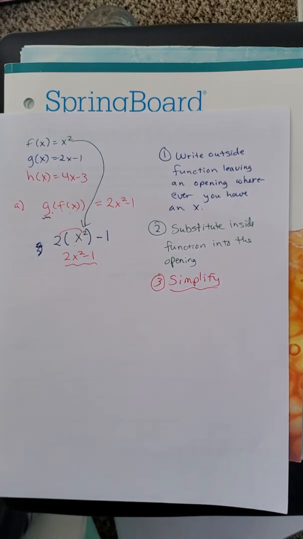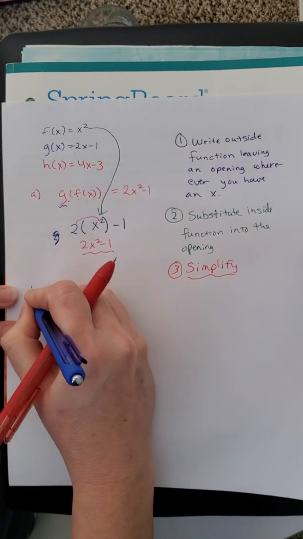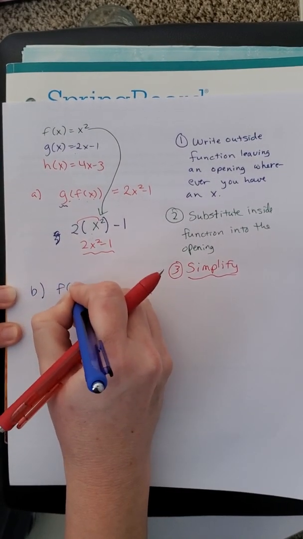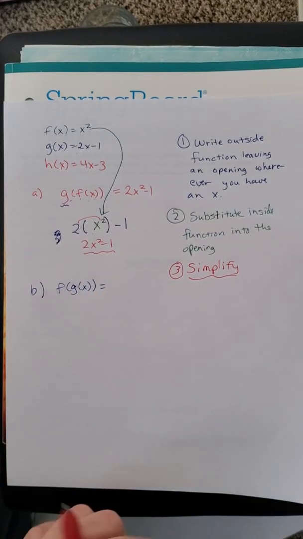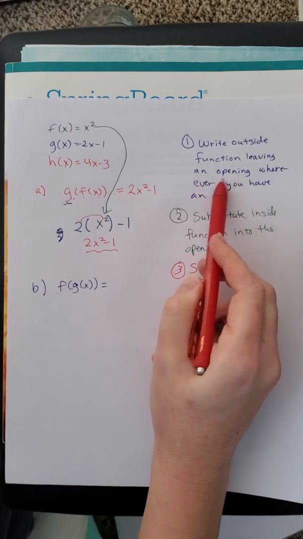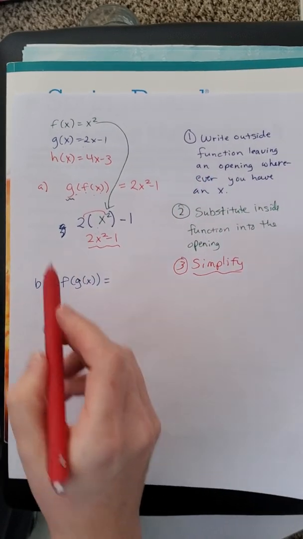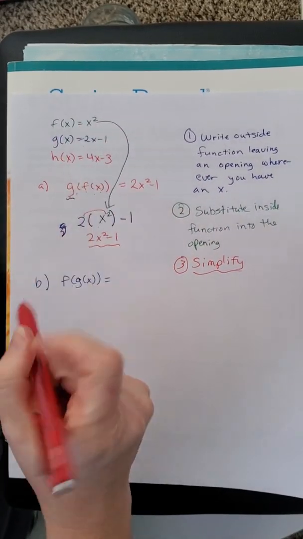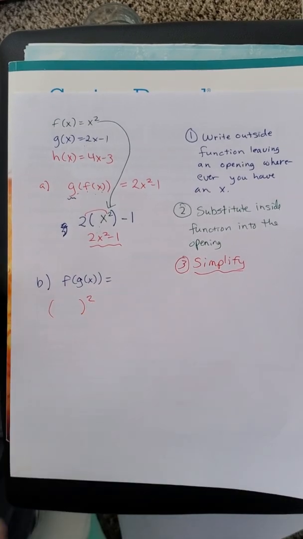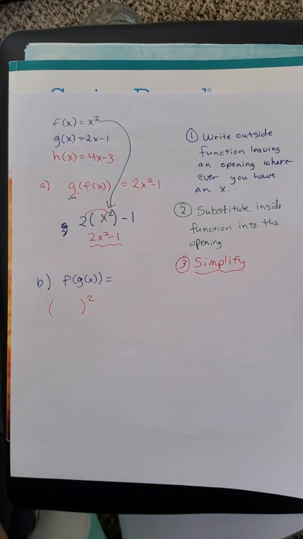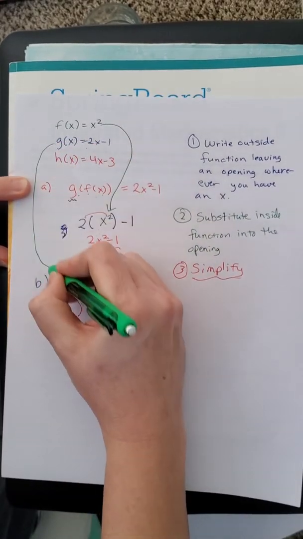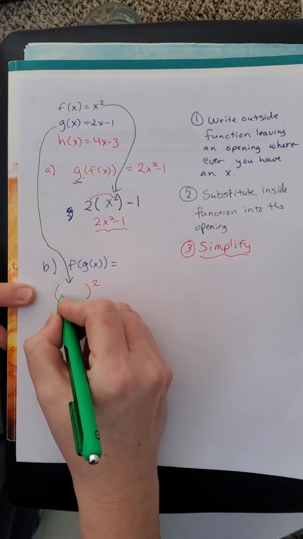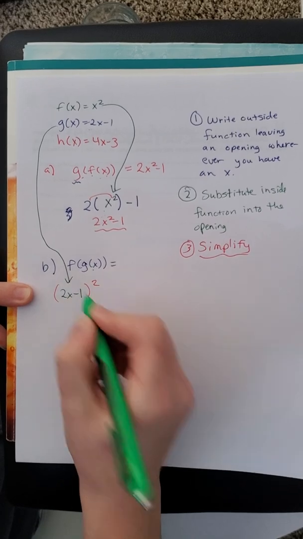All right, for b, it says f of g of x. So we're going to, again, start with the outside function, leave an opening where x is. The outside function is f. So we're going to have x squared. And then we're going to substitute in g into that function, which is 2x minus 1.